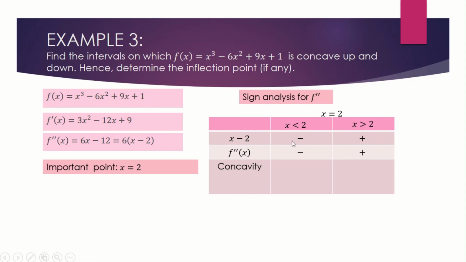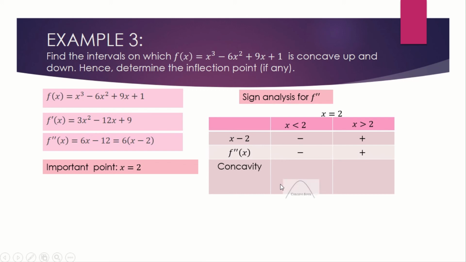We test the sign here. For x less than 2, say we pick 1. 1 minus 2 is negative, so we get negative. For x greater than 2, we choose, for example, 3. 3 minus 2 is 1, so it is positive. Since f double prime is only affected by the factor x minus 2, we represent x minus 2 as f double prime x. So f double prime x is negative and positive here, similar to x minus 2.